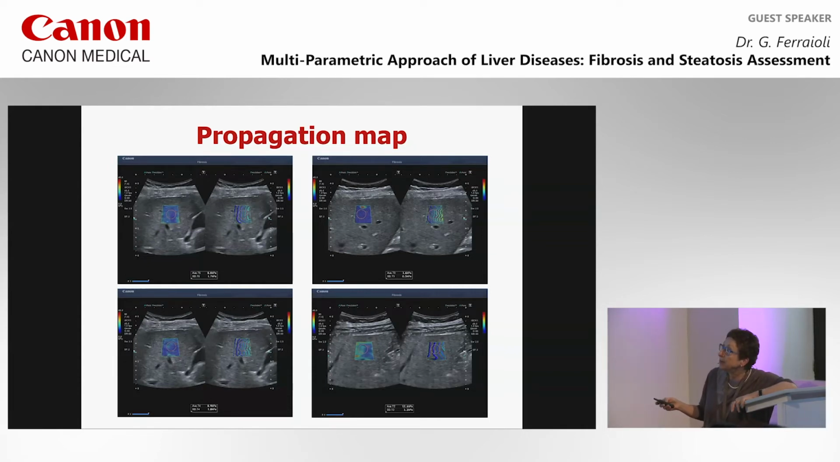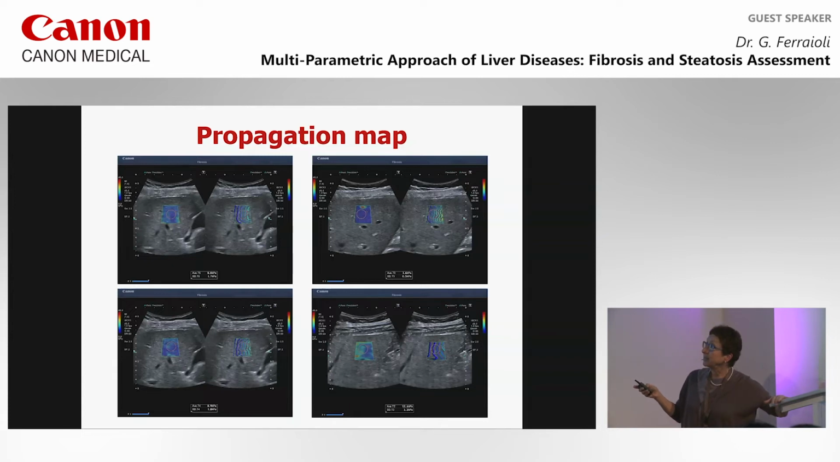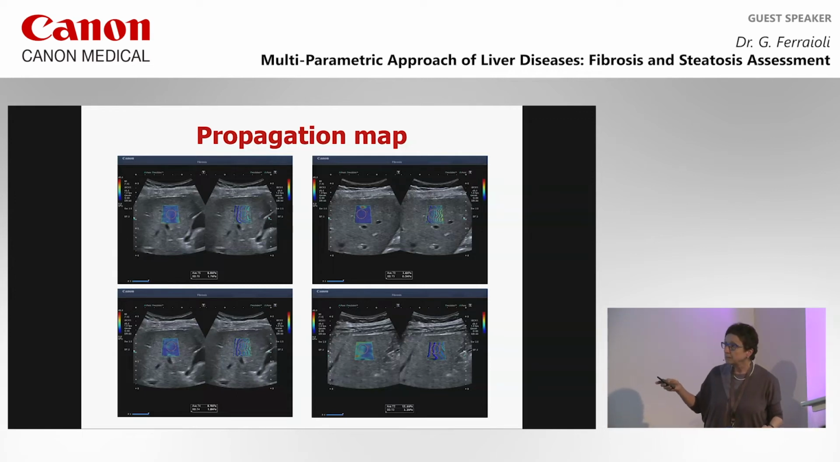Usually when we perform elastography using this system, we look at the color in the sample box, to have a sample box filled with the color. But when we want to perform the measurement, we don't look at this anymore, but at the propagation map.